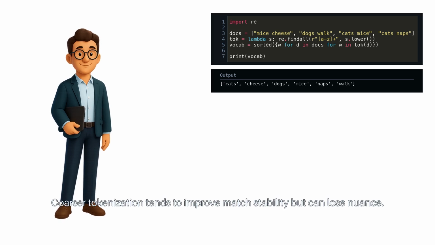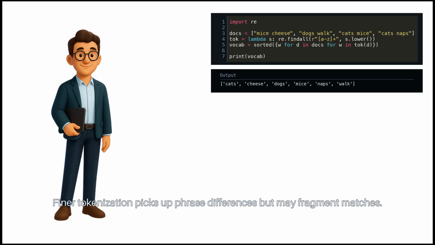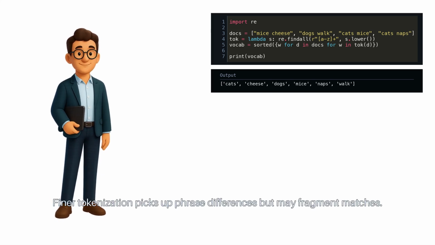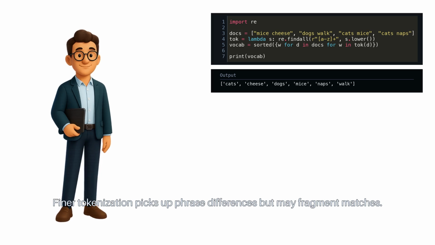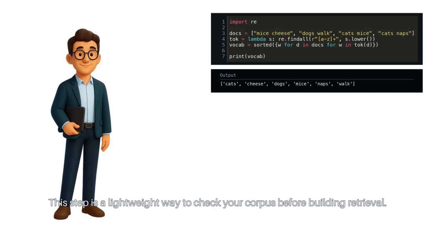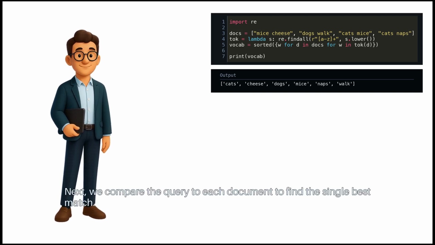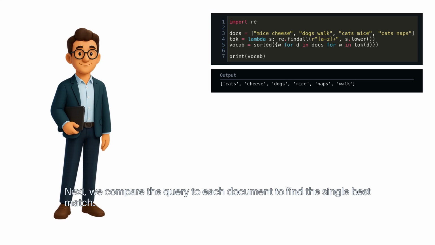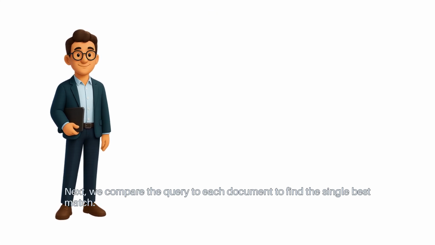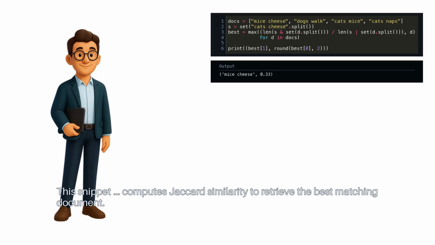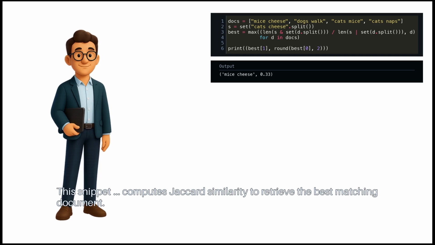Coarser tokenization tends to improve match stability, but can lose nuance. Finer tokenization picks up phrase differences, but may fragment matches. This step is a lightweight way to check your corpus before building retrieval. Next, we compare the query to each document to find the single best match. This snippet computes Jaccard similarity to retrieve the best matching document.